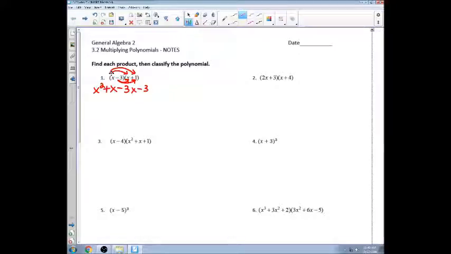Once I have it completely multiplied together, I'm going to go ahead and combine like terms. The first term is this x squared. Is there another x squared in the problem? There is not, so I'm going to leave that as x squared. Then I have positive x minus 3x, so positive x minus 3x would get me negative 2x. The last thing I have is this negative 3. There's nothing it can combine with, so I will just have negative 3.